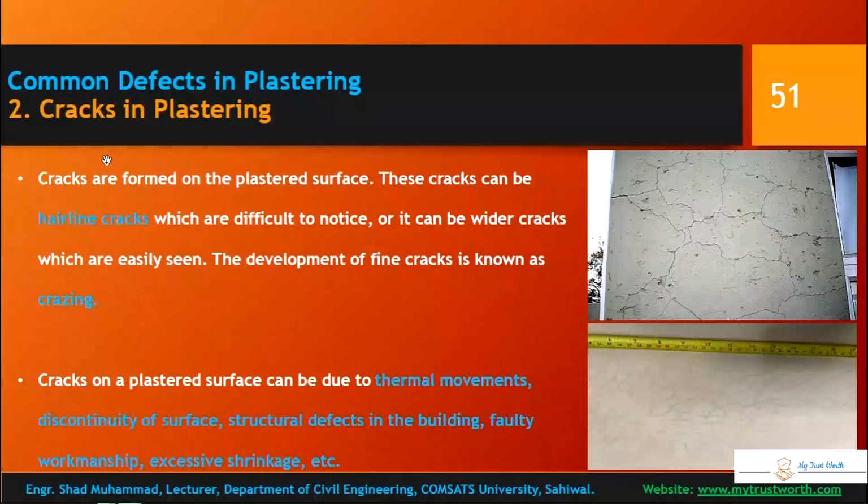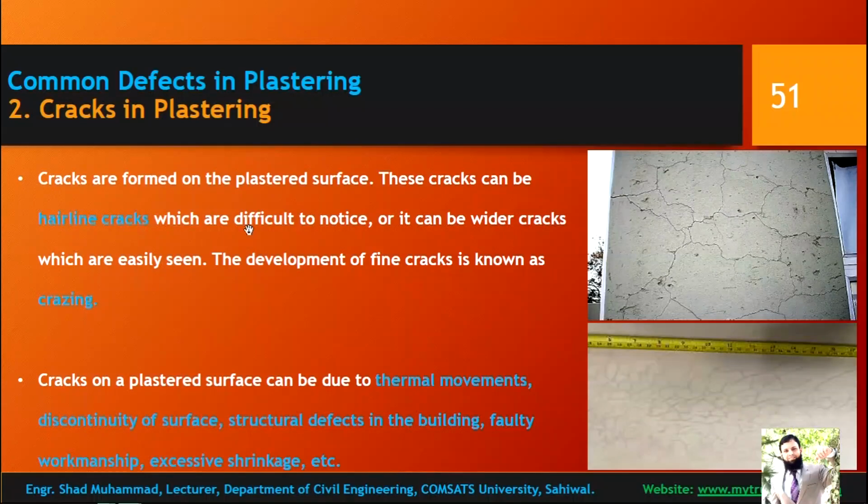Cracks in plastering. Different cracks are visible. Cracks are formed on the plaster surface. These can be hairline cracks, which are difficult to notice, and they can be wider cracks, which are easier to see. The development of fine cracks is known as crazing. We have already studied this in technical terminologies used in plastering. These are hairline cracks, and visible cracks are crazing.